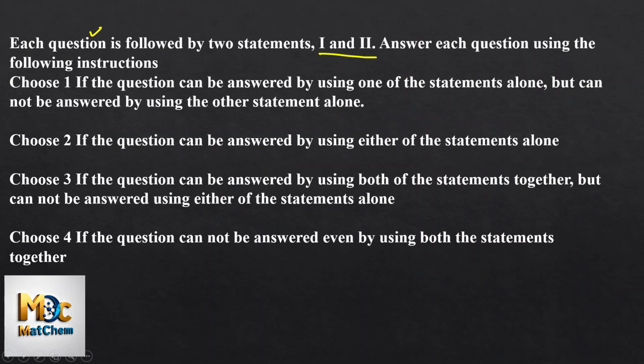So now we will look at the options. If the question can be answered by using one statement alone: no, we cannot answer it by using one statement alone. Second, if the question can be answered by using either statement alone: no, you cannot answer it by taking either statement individually. If the question can be answered by using both the statements together: yes, the question can be answered by using both statements together, but it cannot be answered by taking either statement alone. So the answer is going to be option 3.